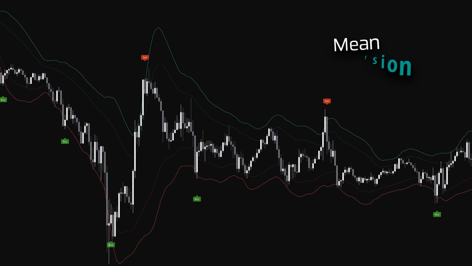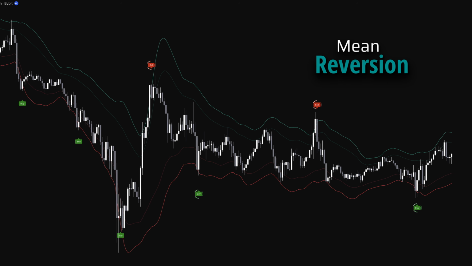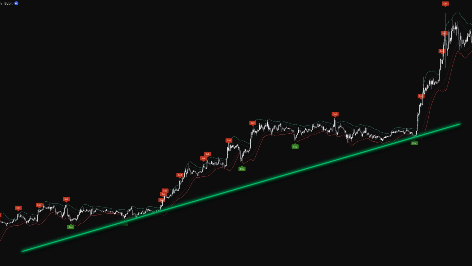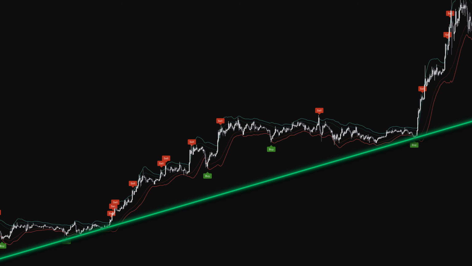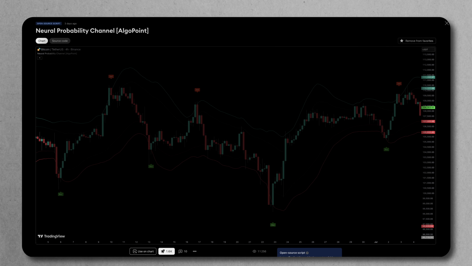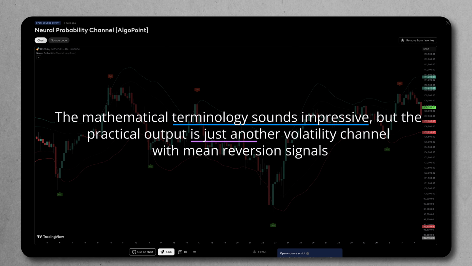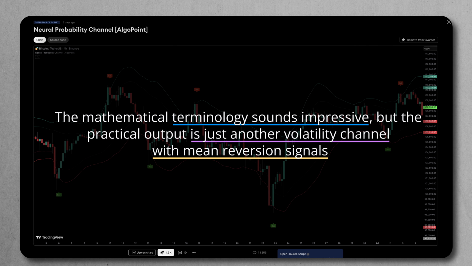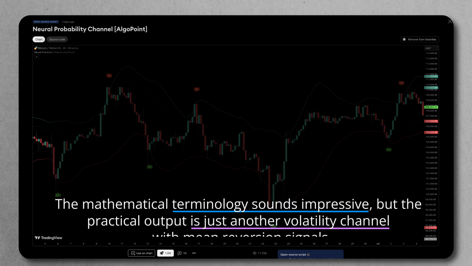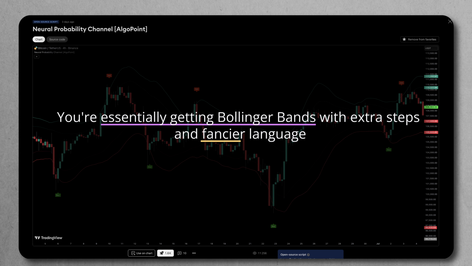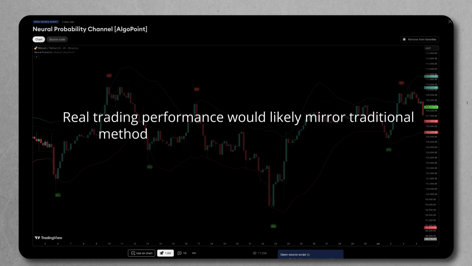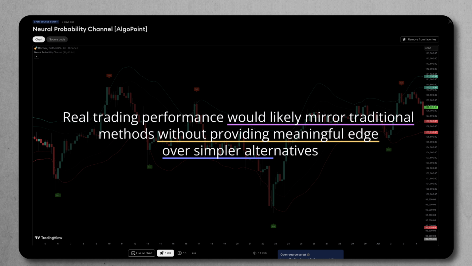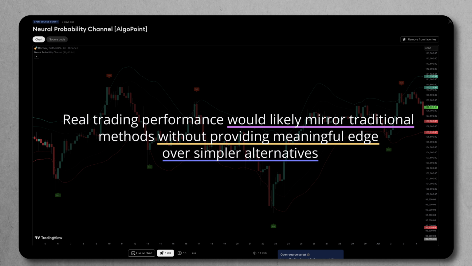Trading applications center on mean reversion strategies where extreme band touches signal potential reversals. The inner bands can serve as partial profit targets, while outer bands mark entry zones. Traders might combine this with trend confirmation, entering mean reversion trades only when the baseline slope aligns with higher time frame direction. The mathematical terminology sounds impressive, but the practical output is just another volatility channel with mean reversion signals. You're essentially getting Bollinger Bands with extra steps and fancier language. Real trading performance would likely mirror traditional methods without providing meaningful edge over simpler alternatives.